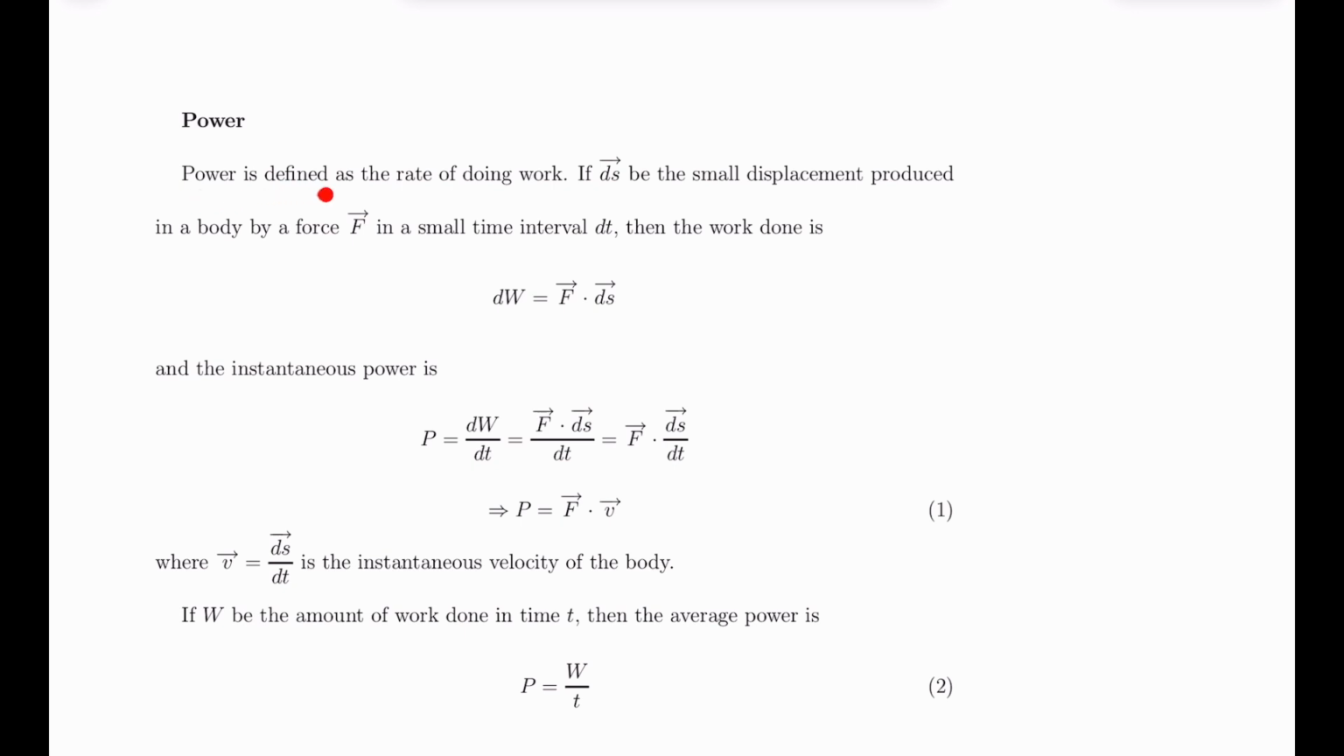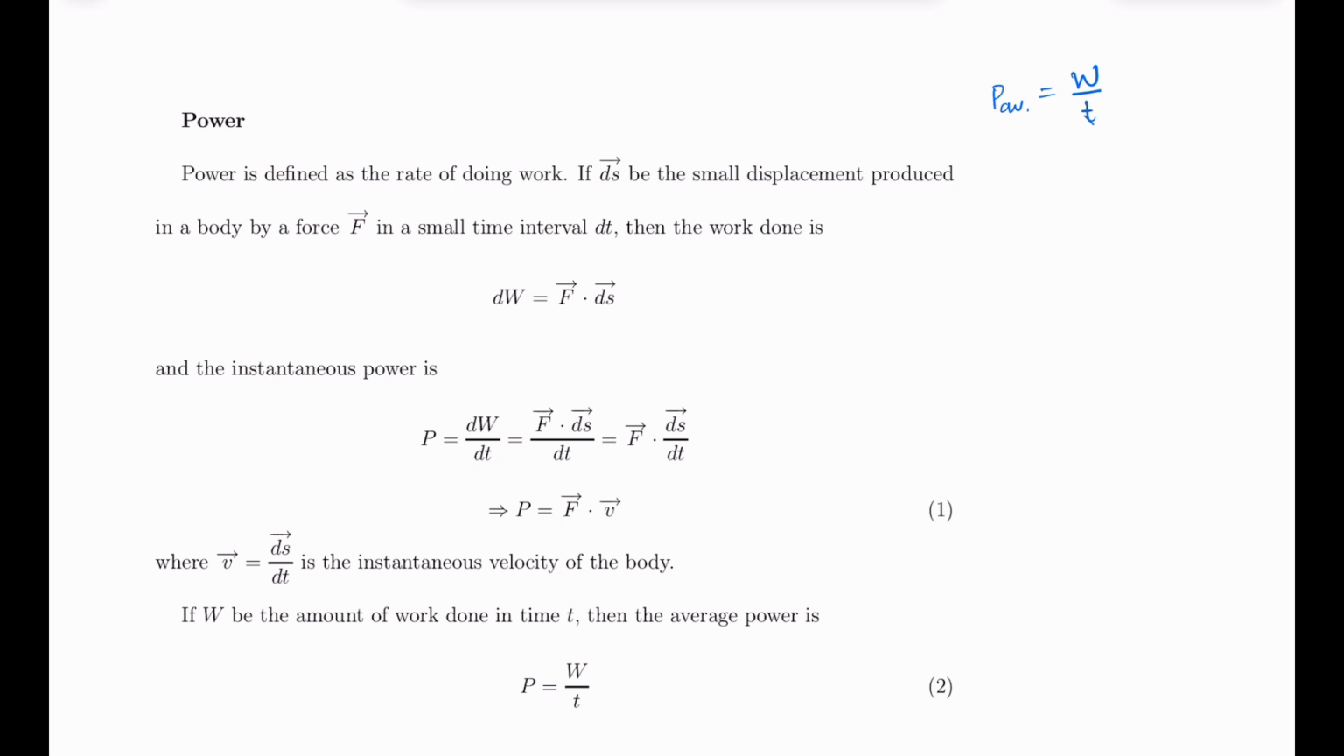Power is defined as the rate of doing work. वर्क करने के रेट को हम पावर बोलते हैं. पावर दो तरह के हैं. एक हमारा है एवरेज पावर. This is defined as the ratio of total work done upon total time taken to do that work.